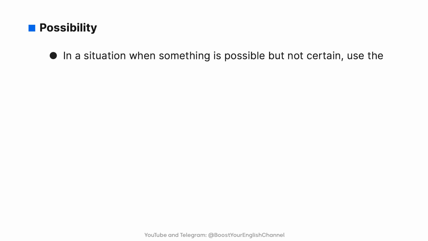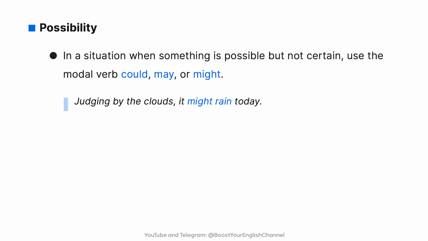Possibility. In a situation when something is possible but not certain, use the modal verb could, may, or might. Judging by the clouds, it might rain today. She may become the youngest pro soccer player ever.